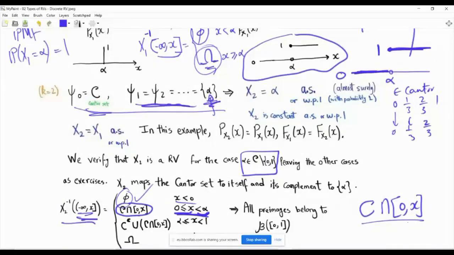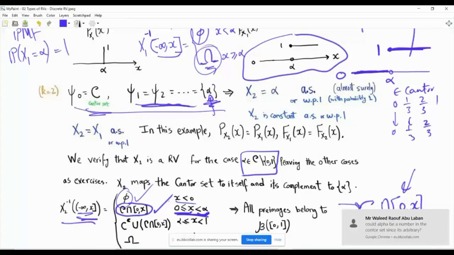Now, is this pre-image in the sigma algebra? Well, the Cantor set is a Borel set on [0, 1], and the closed interval [0, x] is a Borel set. Actually, the Borel sigma algebra includes all intervals of your choice, open, closed, and so on. And the intersection of two elements in the sigma algebra is also in the sigma algebra. So the Cantor set is in the sigma algebra, the closed interval 0 to x is in the sigma algebra, so the intersection is in the sigma algebra. We are good.